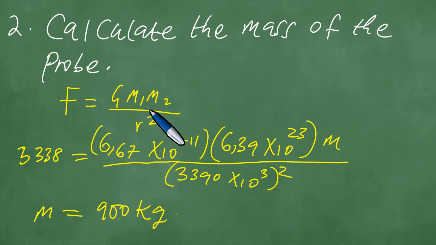So we use this formula for Newton's law of universal gravitation. The force of attraction between any two objects of masses m1, m2 is directly proportional to the product of the masses and inversely proportional to the square of the distance between the centers of the objects. So this is Newton's law of universal gravitation. Let's look at the next question.